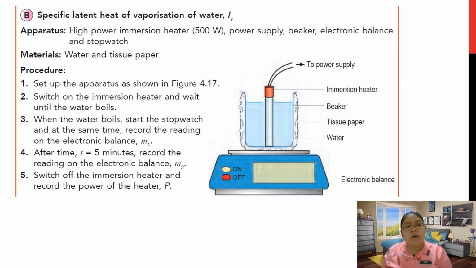Okay, the second one is the same thing. Now they want to find the latent heat of vaporization of the water. So from here they're using a high power immersion heater, a 500 watt power supply, beaker, electronic balance, and also the stopwatch. Then the materials they're using are water and tissue paper. The function of the tissue paper is to prevent heat loss to the surrounding when they start to heat the water. Okay, now they set up as shown in the figure.